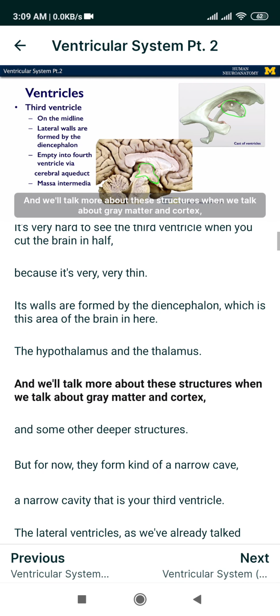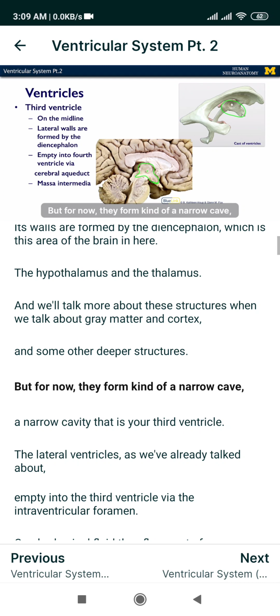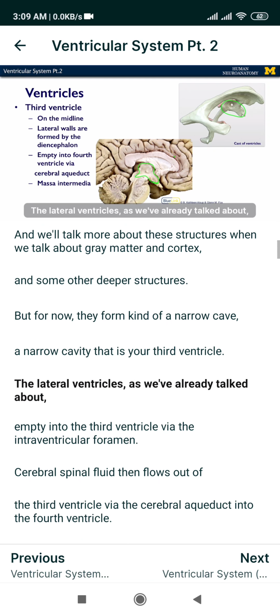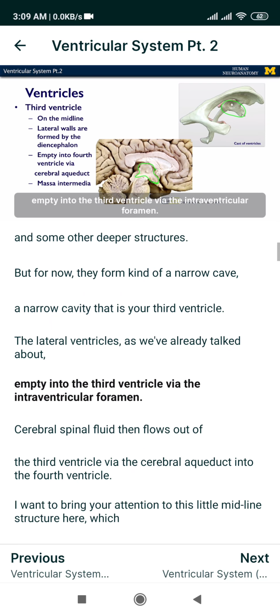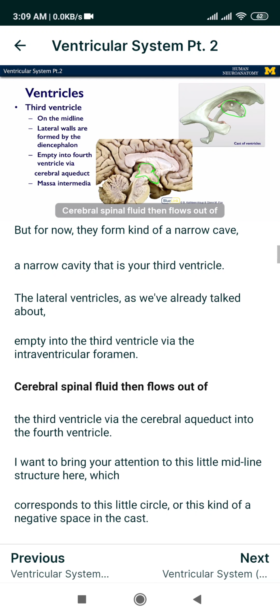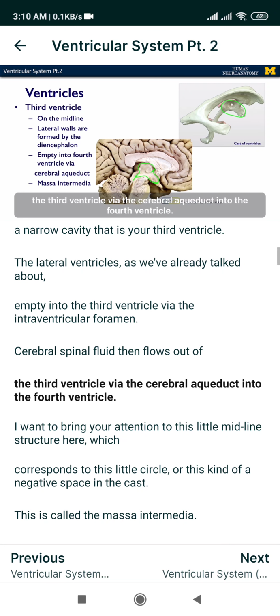We'll talk a lot more about these structures when we talk about gray matter and cortex and some other deeper structures. But for now, they form a narrow cavity that is your third ventricle. The lateral ventricles, as we've already talked about, empty into the third ventricle via the interventricular foramen. Cerebrospinal fluid then flows out of the third ventricle via the cerebral aqueduct into the fourth ventricle.